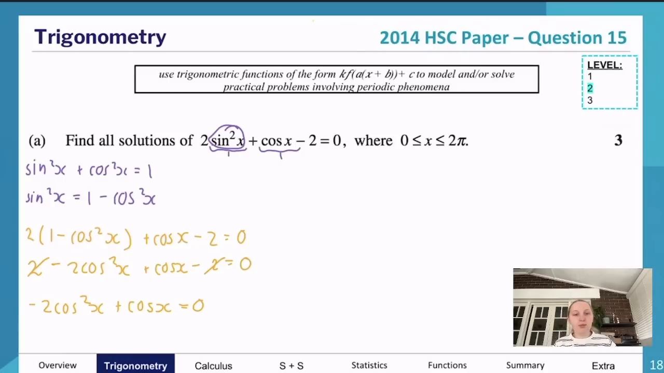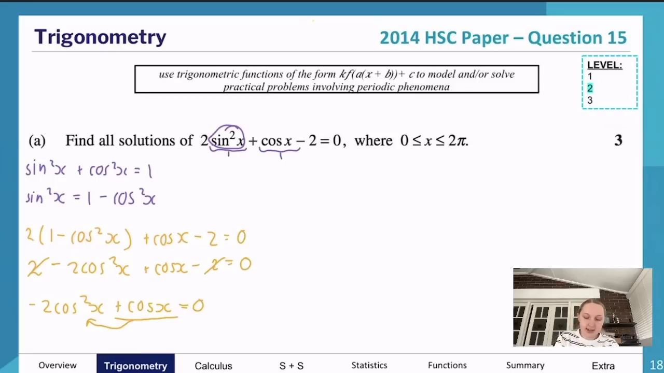It's super important that you don't make the mistake of trying to add these together, because they're not like terms. Cos squared is not the same as cos x, just like if we had x squared plus x, we couldn't add those together. It's a common mistake that people make. So then what we want to do is think about how we can find something that we can then use to get an angle.